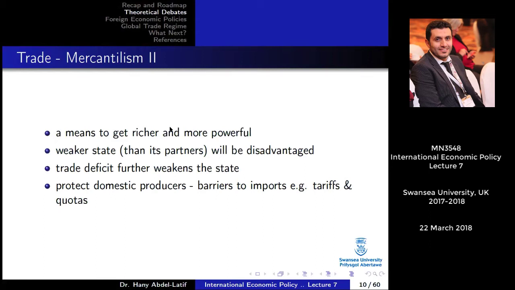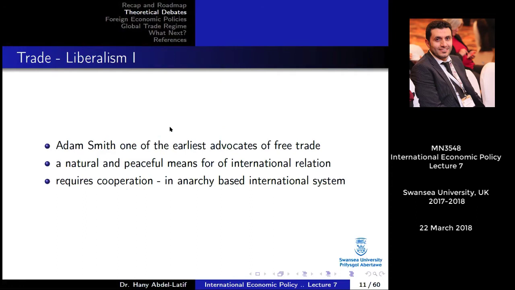And how could you do that? This will be reflected in what sort of policies you need to adopt if you want to make sure that you have a trade surplus. Then you need to make sure that the government intervenes in the economy, and designs policies that are important to maintain such a trade surplus. That means you need to protect your domestic producers. You need to raise barriers to imports in the form of tariffs or quotas. Okay, so that's what they believe in, and we discussed this in detail when we discussed mercantilism.